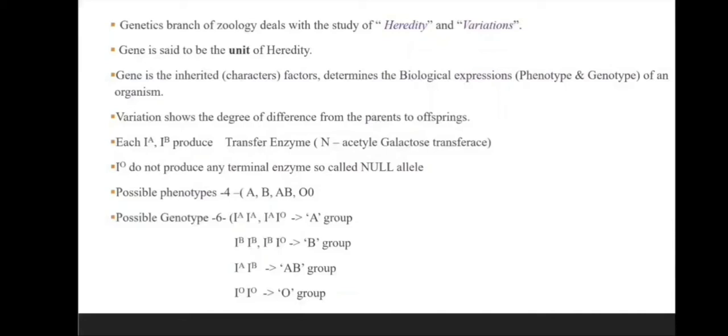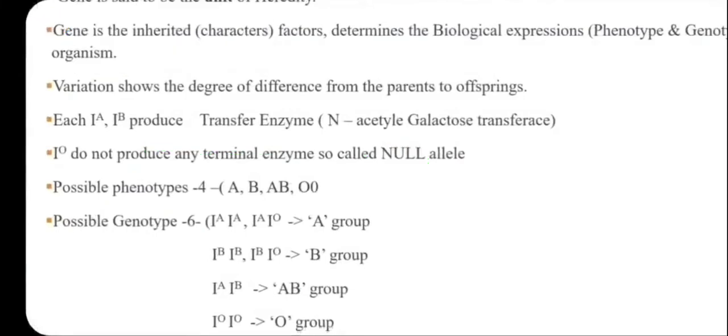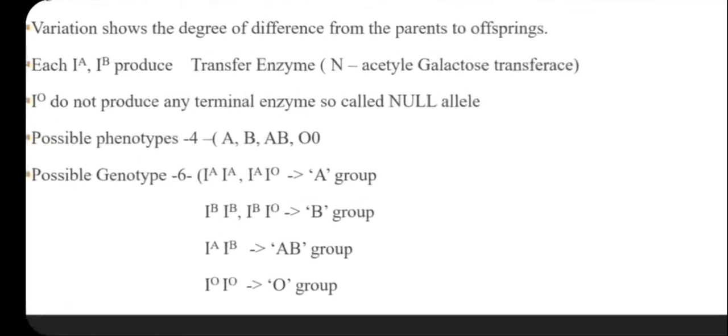Both the IA and IB alleles produce transferase enzyme, N-acetyl galactosamine transferase. But IO does not produce any terminal enzyme, so it is called a null allele. In the ABO blood groups, there are four phenotypes: A, B, AB, and O. Then the possible genotypes of ABO blood grouping.